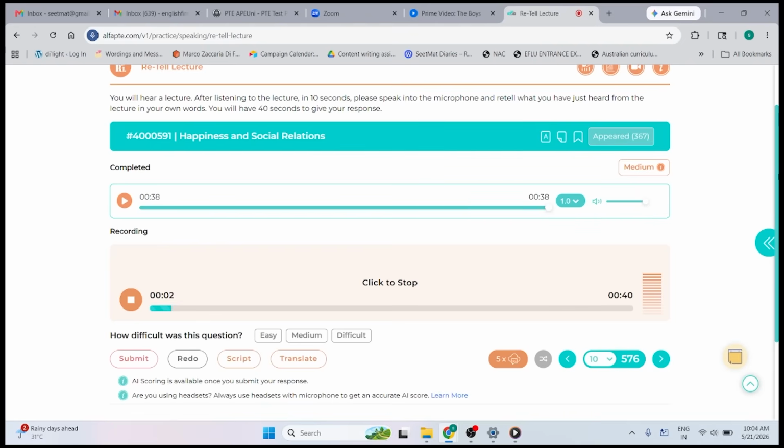The topic of the lecture is the relationship between happiness and social relationships. The lecture discusses how happiness is connected to social relationships. It explains that people who frequently interact with friends and family tend to feel happier and more satisfied. The speaker also mentions that happiness and social connection influence each other because happy people are usually more social and active in relationships.